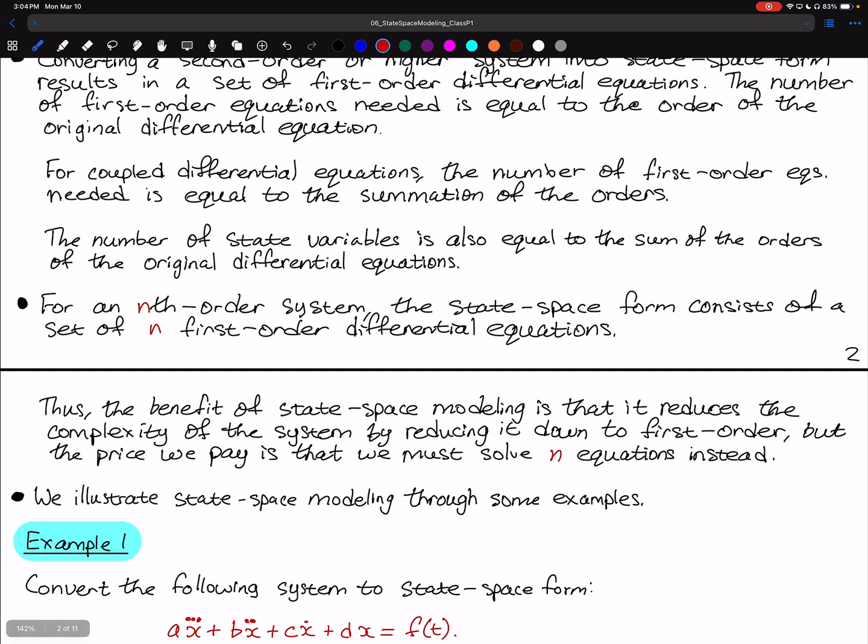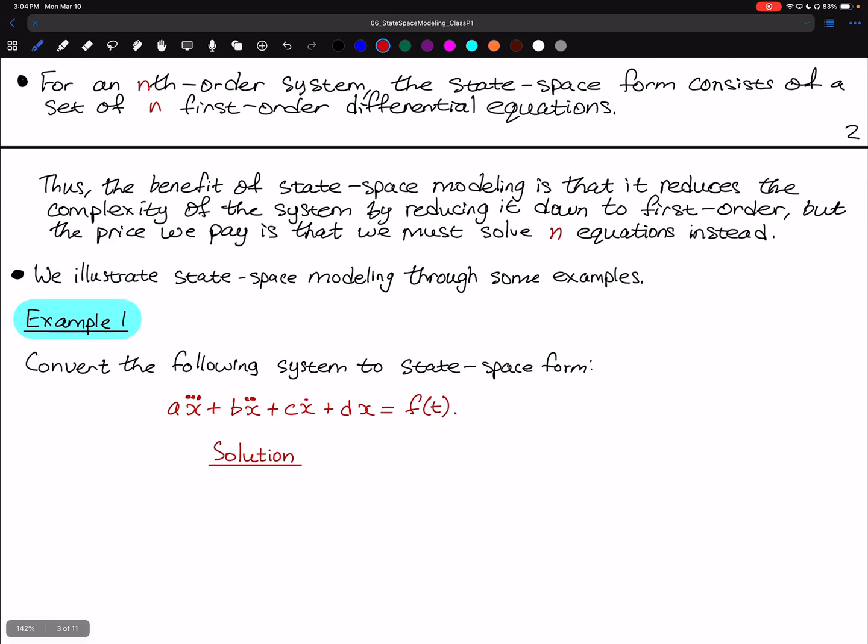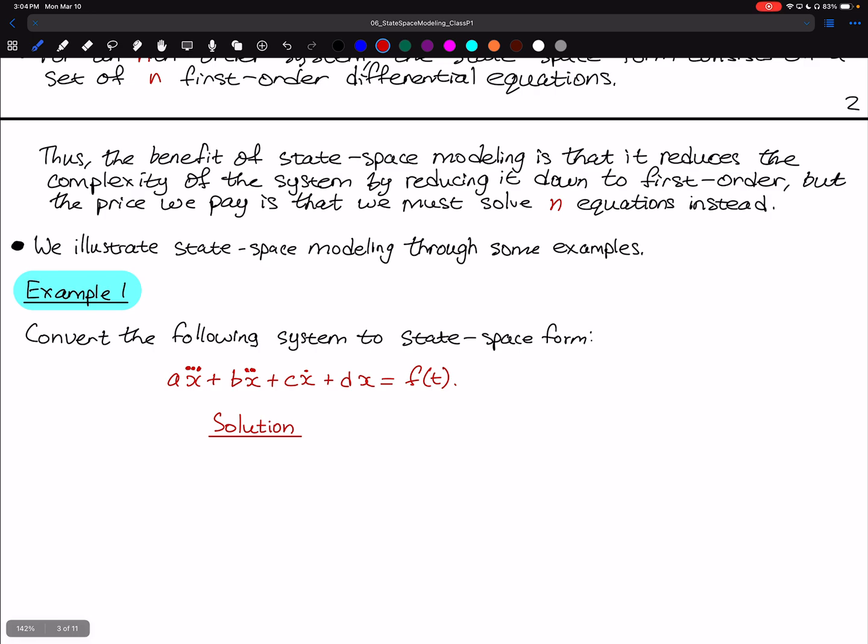All right, we're going to go through the first example, and then we'll do the second example on Wednesday. We may not finish this one, but we'll at least get started. We're going to illustrate state space modeling through a few examples. And then after we get through, we're going to start off with just looking at 2 differential equations, and then we're going to look at transfer function matrices.